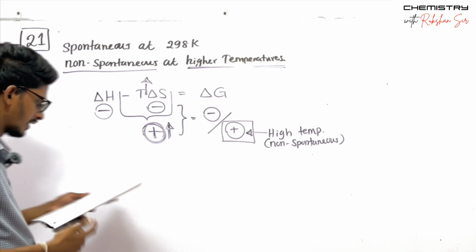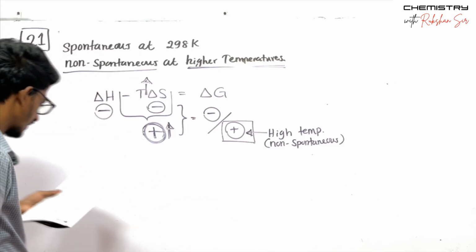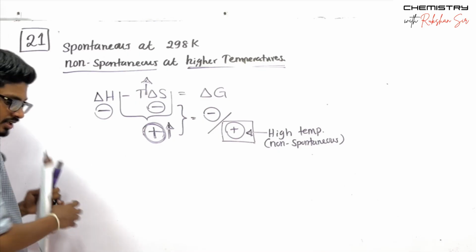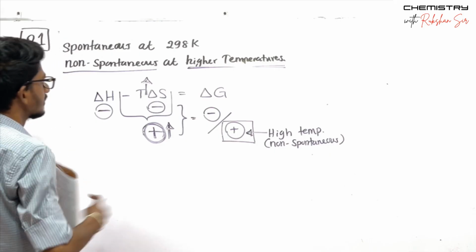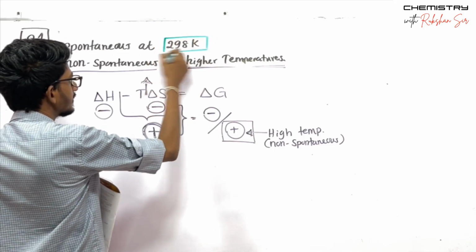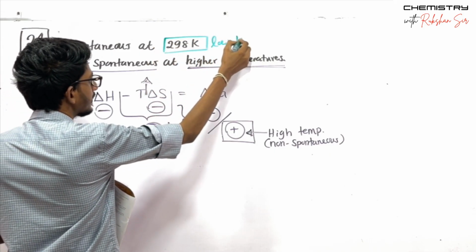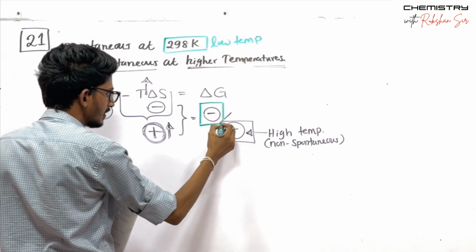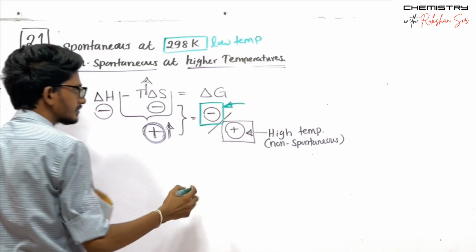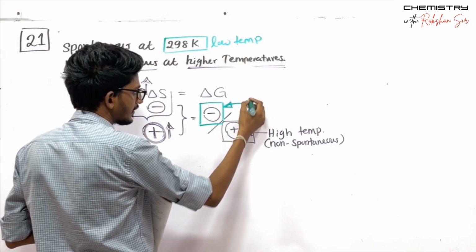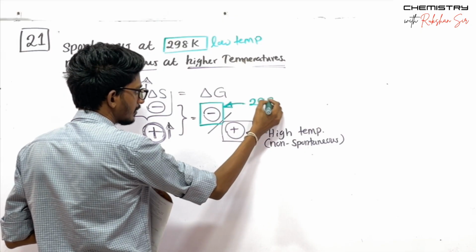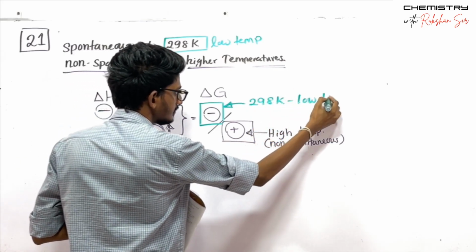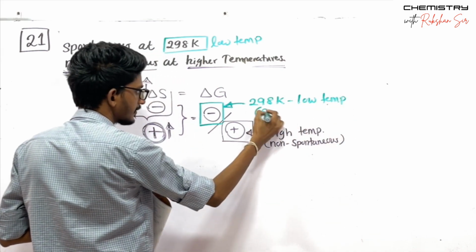What are they asking? They are asking for the signs of delta G, delta H and delta S at 298 Kelvin. 298 is the low temperature. Since it is spontaneous at low temperature, this is what is acceptable at low temperature. 298 is the low temperature, and it is spontaneous.